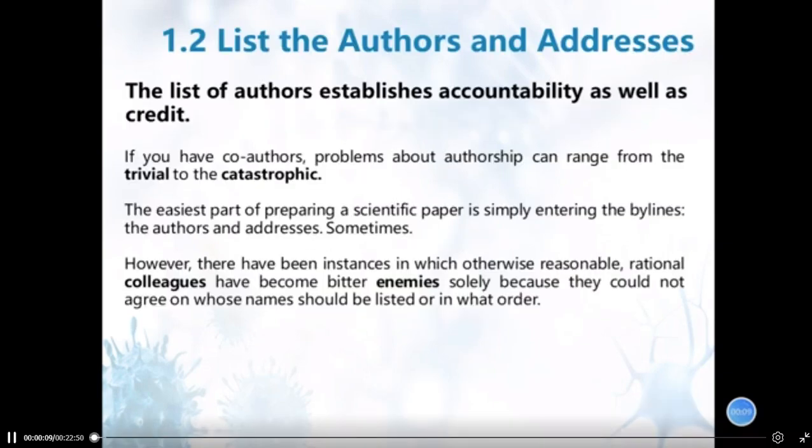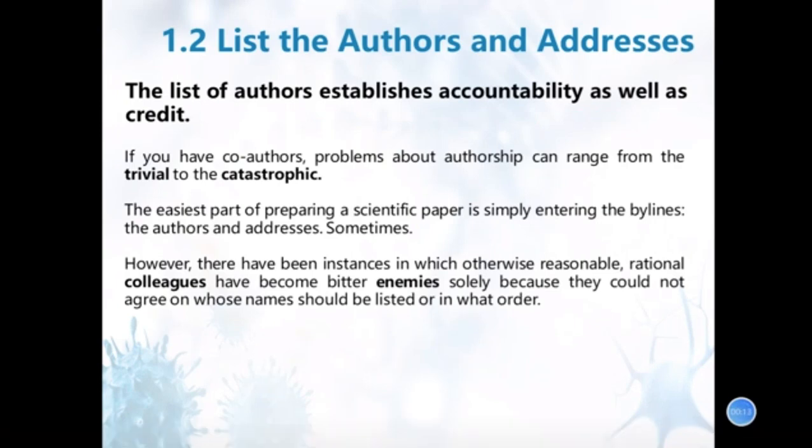Now, let's go to Chapter 1, Part 2: listing the authors and address. In this part, we will learn how to list the authors and address. The list of authors establishes accountability as well as credit. If you have some causes, problems about the authorship can range from trivial to catastrophic.